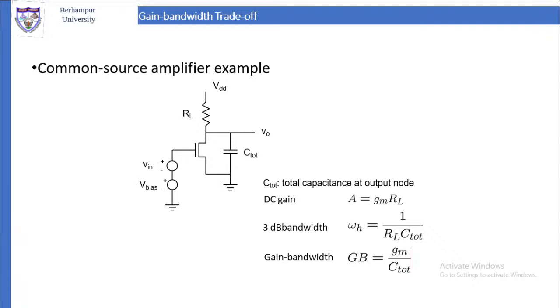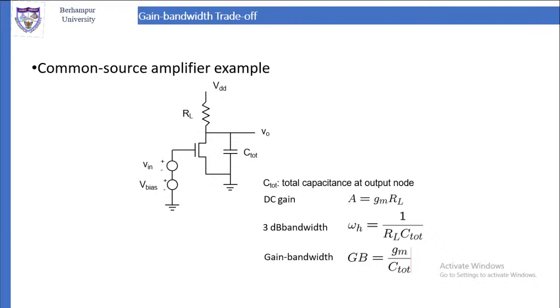Source is common to the output. Right. So here you can see the circuit. We have V in, V bias. So the gate is biased. Then there is RL. The load is given at VDD. Then you are taking V0 across the output, source and drain.